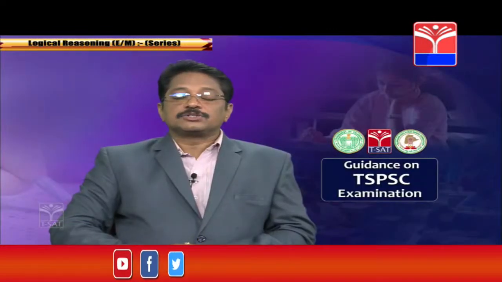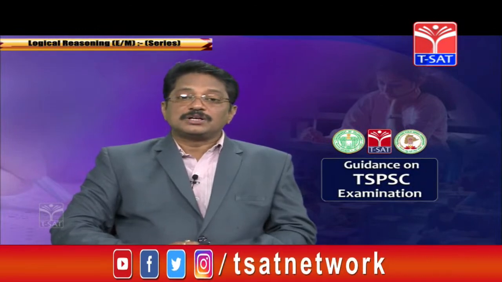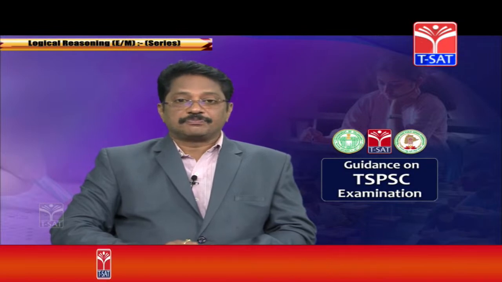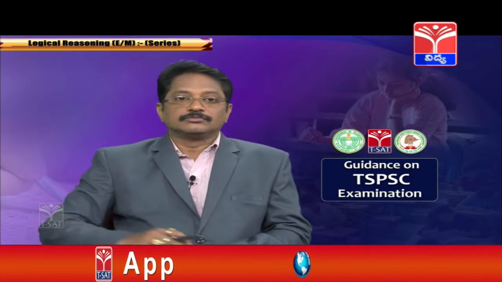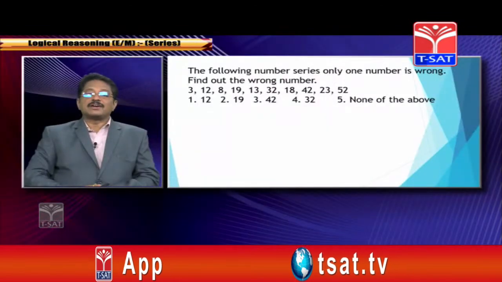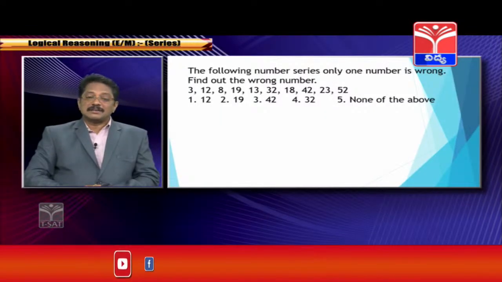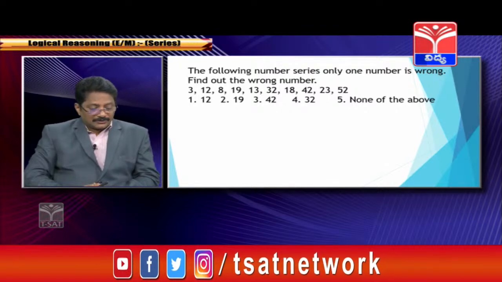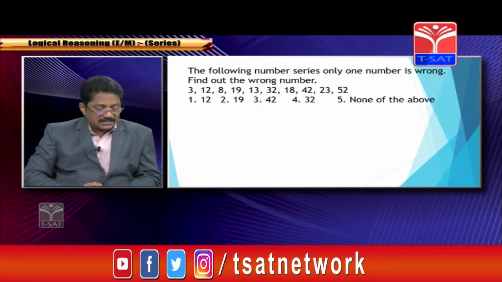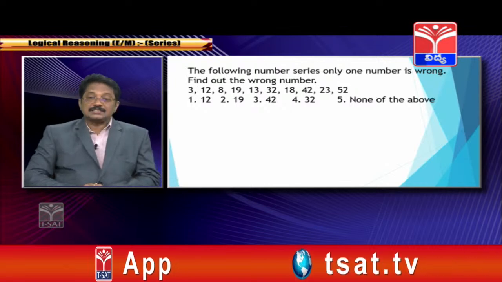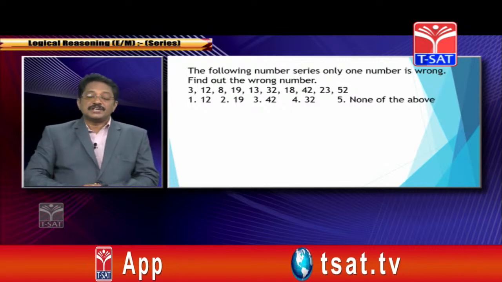This is very important. You have to observe it very carefully to get the correct answer. Clear? Okay. Now in the following number series, only one number is wrong. Find out the wrong number. Which number is wrong? You have to identify here. Now verify it. 3, 12, 8, 19, 13, 32, 18, 42, 23 and 52. Which number is wrong?